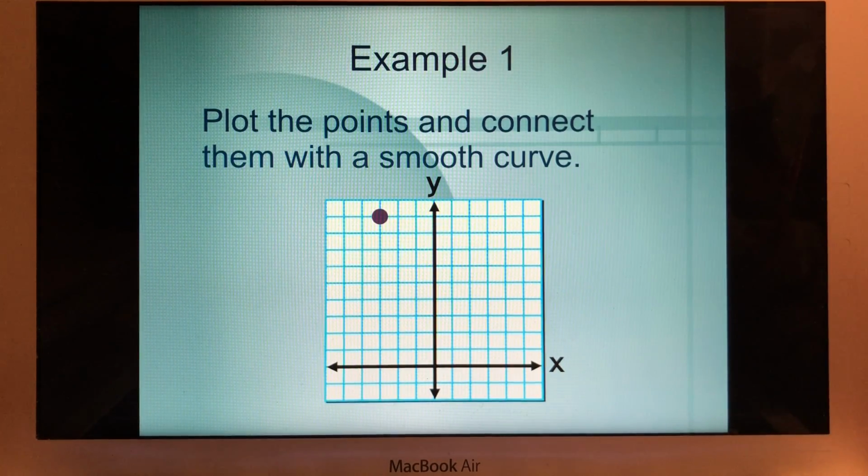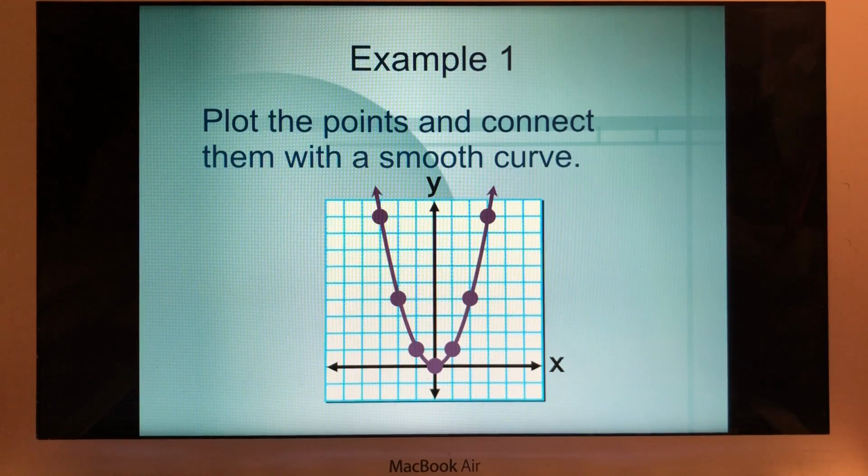That would be -3, 9, -2, 4, -1, 1, 0, 0, 1, 1, 2, 4, and 3, 9. And then when you connect the dots, you get a nice, symmetrical curve, just like that. It gives us a smooth curve. This is called a parabola.